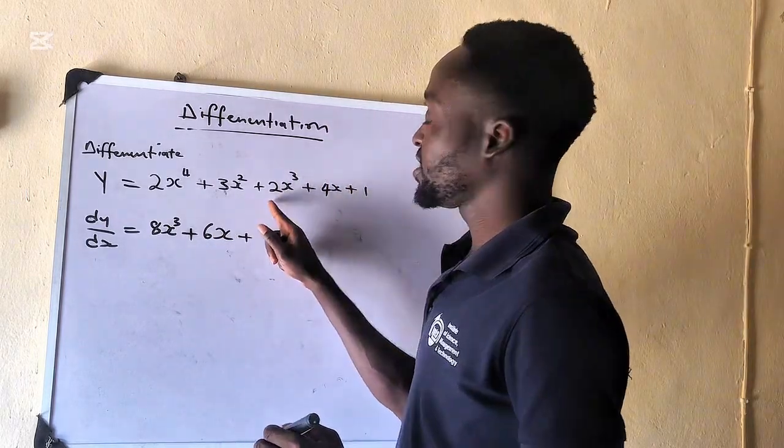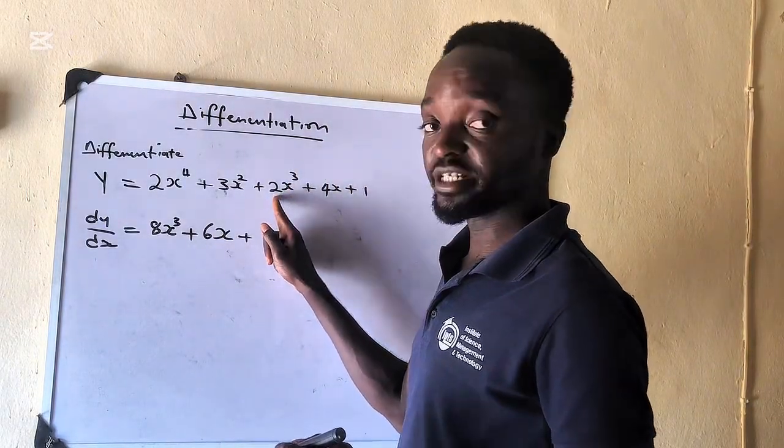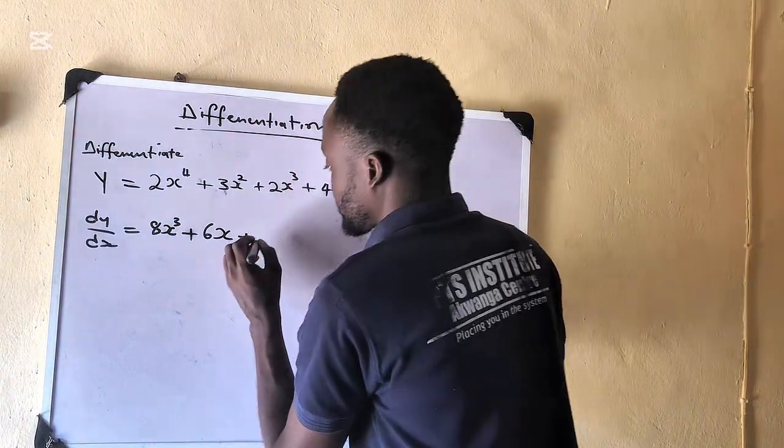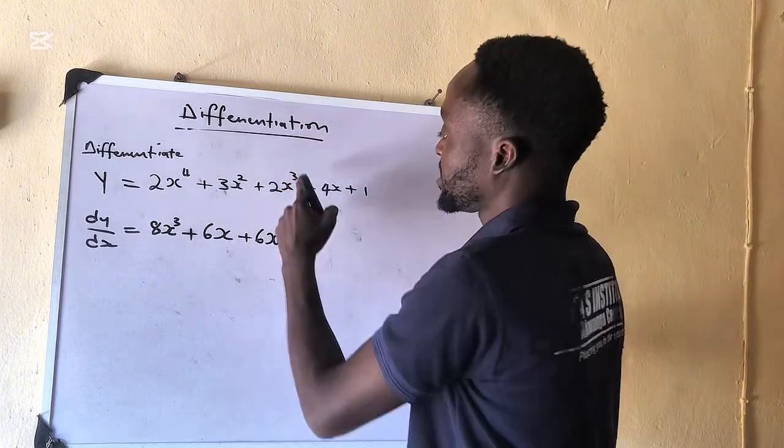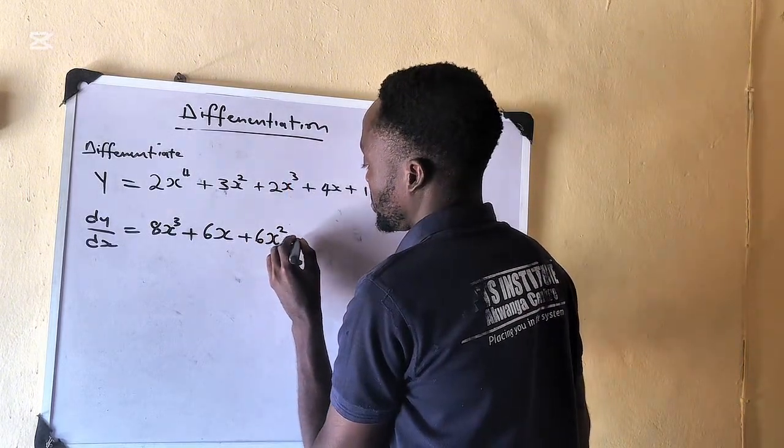The same thing, you also bring down the 3 and multiply by this 2. So 3 times 2 is going to be 6. Then we write the x, then subtract 1 from the power. So 3 minus 1 is going to be 2, plus.